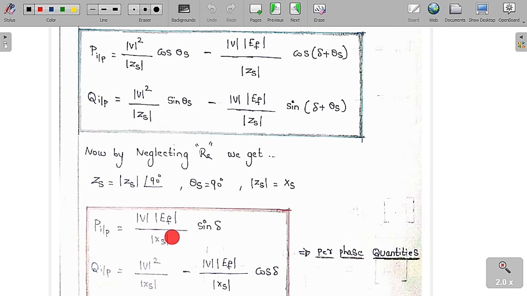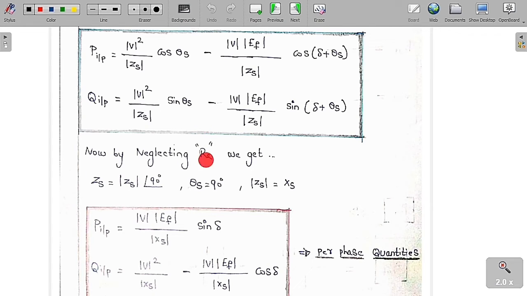So therefore, the active power input is equal to mod of V into mod of EF by mod of XS, sin of delta. Delta is the angle between the V and the EF. And the reactive power input is equal to mod of V whole square by mod of XS.